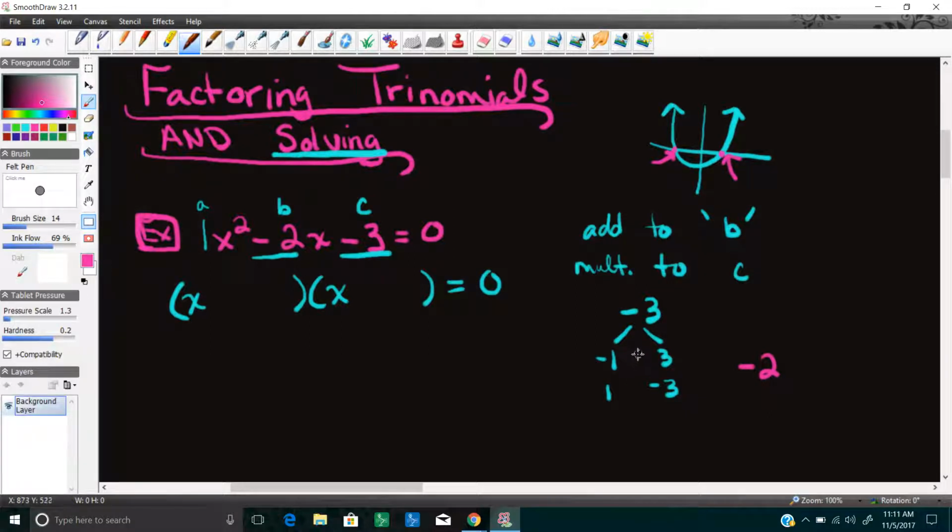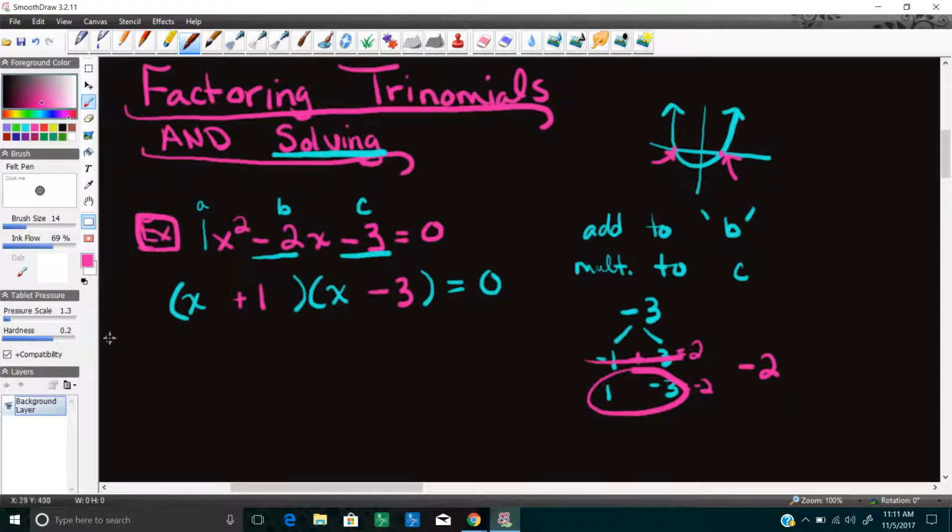Let's see, -1 plus 3 is going to give me +2, so that one's out. 1 plus -3 will give me -2, which tells me that this right here is my pair. So I'm going to go ahead and do +1, because that's what this 1 implies, positive, and -3. And this right here is my factored form. This is the factored form for this equation here.